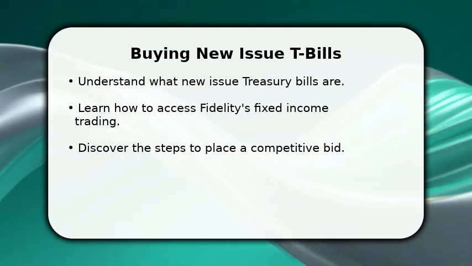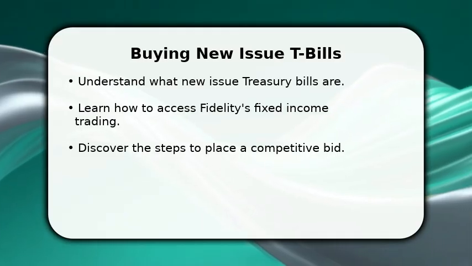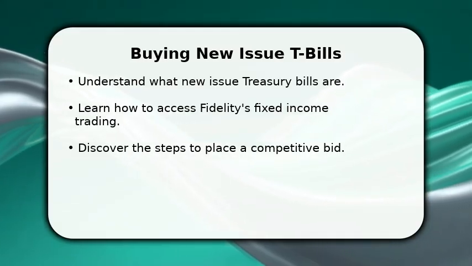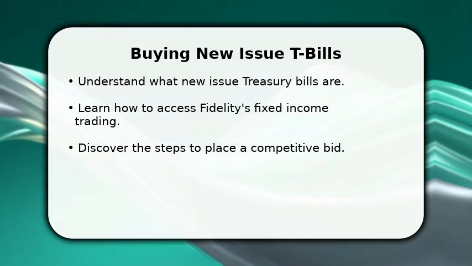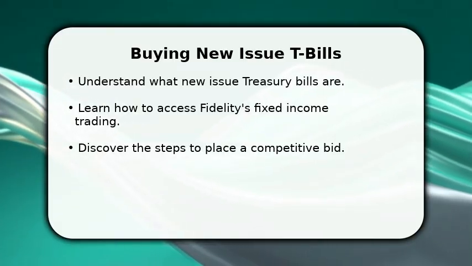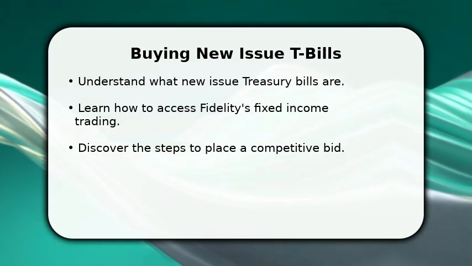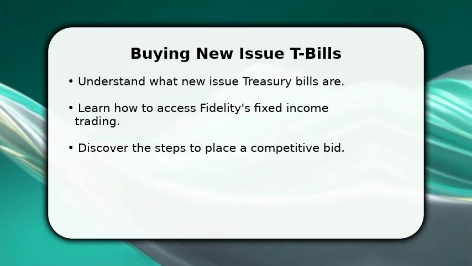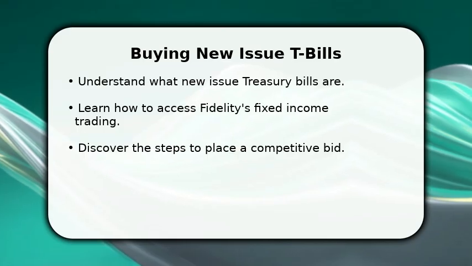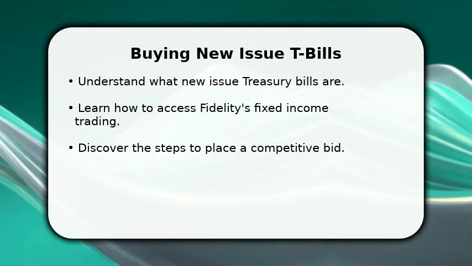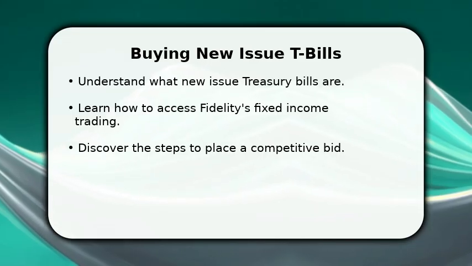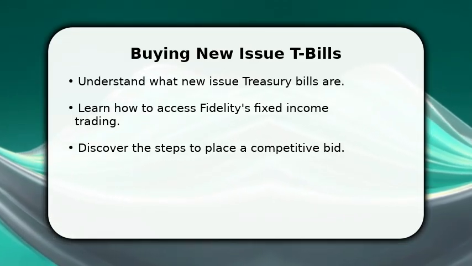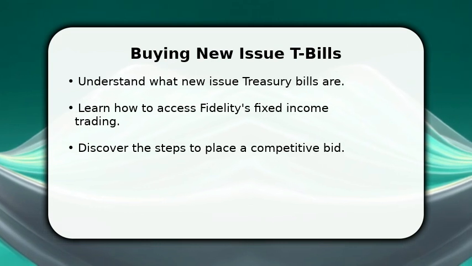In this video, I will explain how to buy new issue T-bills on Fidelity. First, understand that Treasury bills are short-term debt obligations issued by the U.S. government, sold at a discount, and mature at face value. They are considered very low risk. You can purchase these directly through your Fidelity brokerage account, which simplifies the process significantly. We will cover accessing the right section and placing your order.